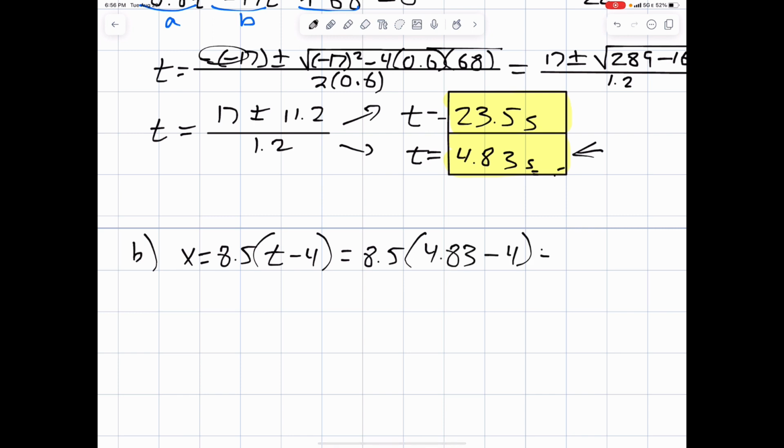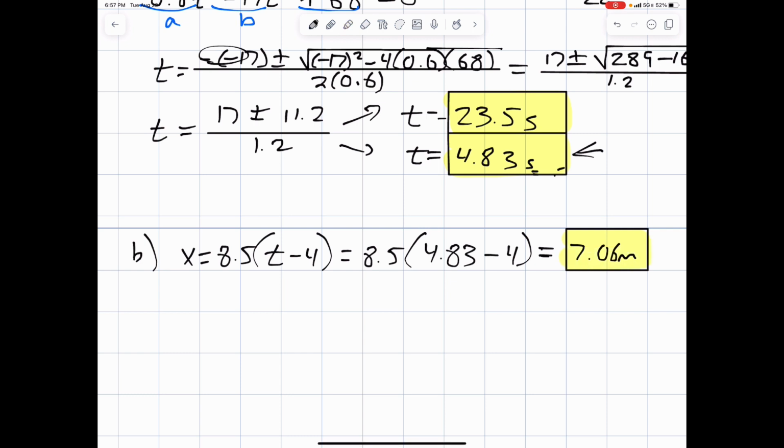4.83 minus 4. So 4.83 minus 4 is 0.83, times 8.5 is 7.06 meters. That would be the first position where you catch the train. So 7.06 meters later, you would catch the train pretty much right away.